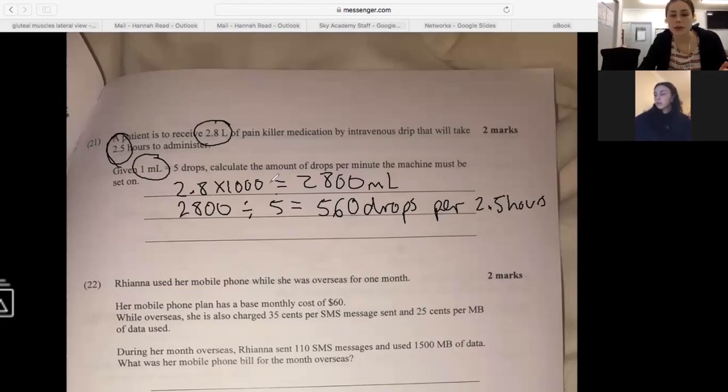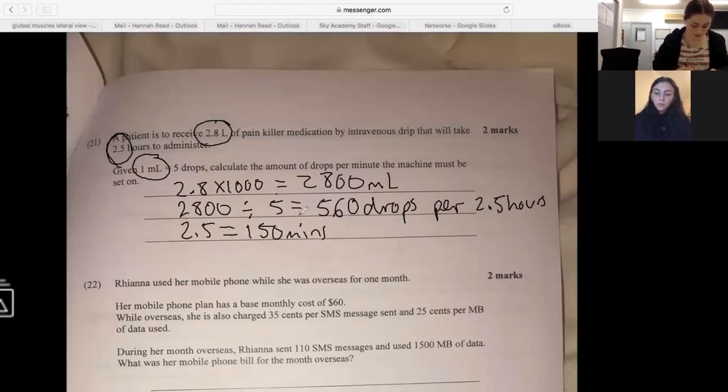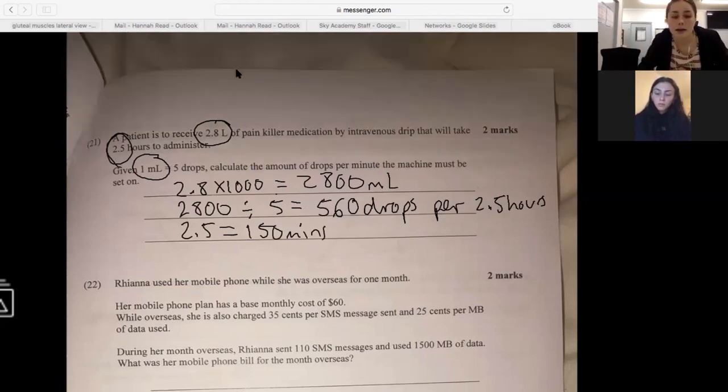Cool. So then I figured out how many drops, because they want it drops per minute. So I figured out how many minutes in 2.5 hours, which was 150 minutes, I think it was. Let me check. 60 plus 60. Yeah. And then I divided 560 drops by 150 minutes to get my drops per minute.